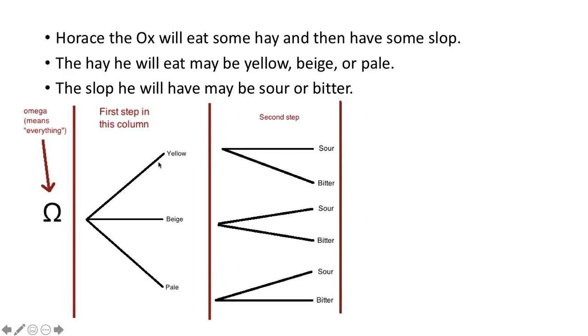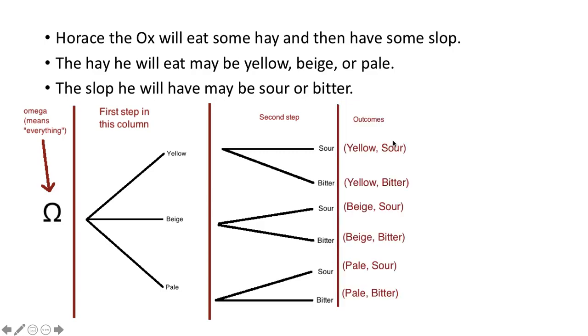This one here, we see that's yellow hay and then sour slop. So that means that at the end of my second step, I'm going to put all these outcomes afterwards. This is yellow and then sour, so I'm saying this is the outcome (yellow, sour). Notice I've got parentheses around here to indicate that this together is one outcome. It's not a list of two different outcomes, it's one combined outcome. Here, if I've got yellow hay and then bitter slop, by the time I get to this branch, I know this represents yellow, then bitter. Then beige and sour shows up as this outcome, beige then bitter, pale then sour, pale then bitter. You get the idea.